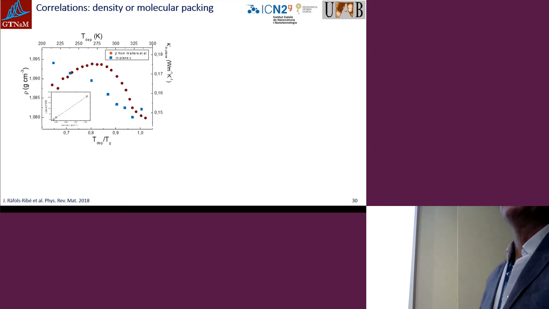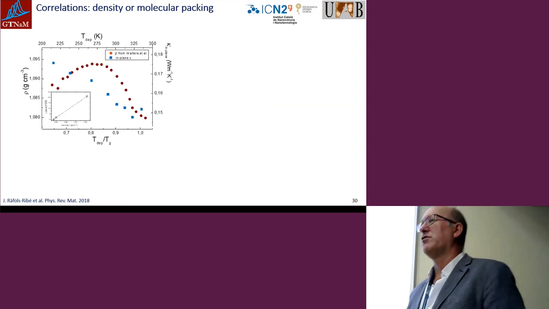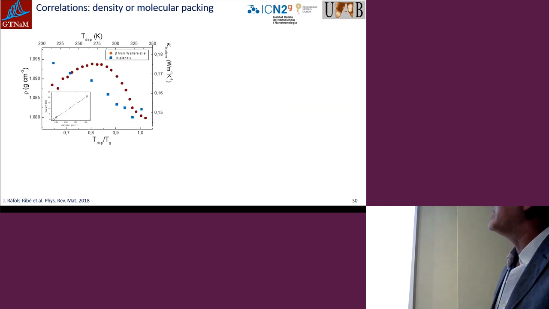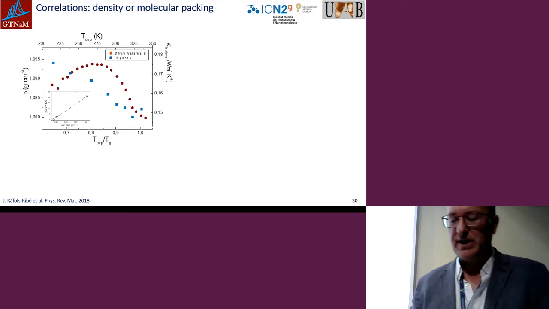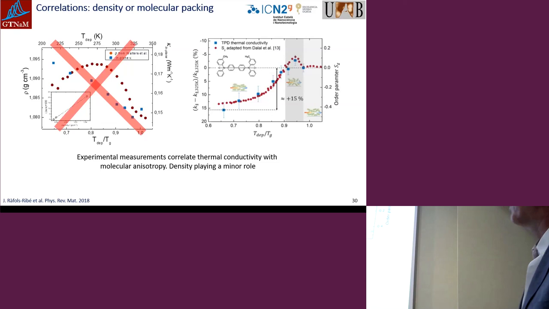And in fact, the molecular dynamics simulations that have been done by Colombo and Riccardo de Tori also show that you need a huge change in density in order to have this change in thermal conductivity. So we can rule out density as the major factor of influence on the thermal conductivity. On the contrary, molecular orientation does seem to play a role. Now we plot the other parameter, these red symbols. This is the orientation. And we plot our thermal conductivity data for TPD, in relative coordinates with respect to the isotropic layer. And we see that they follow more or less the same trend.